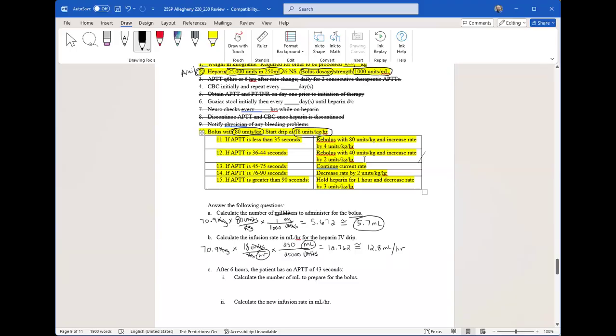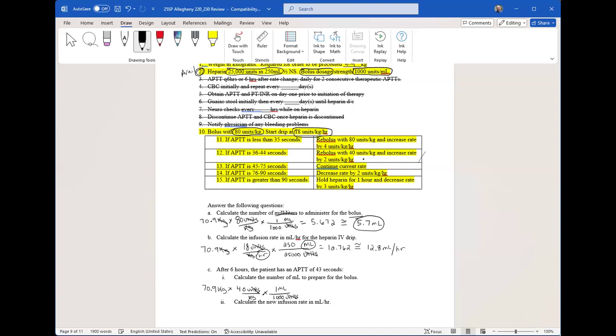So let's do that. I'm going to come down. I have the same patient, same weight, 70.9 kilograms. This time I'm going to multiply by 40 units per kilogram instead of the 80 units. Then I'm going to multiply by the bolus dose strength, which is the 1 milliliter per 1,000 units.